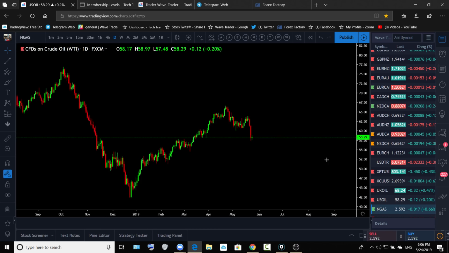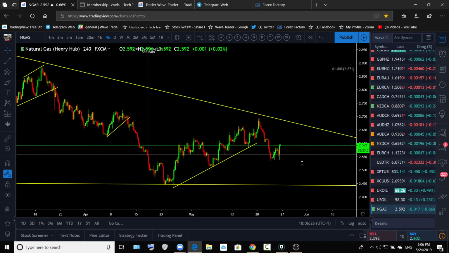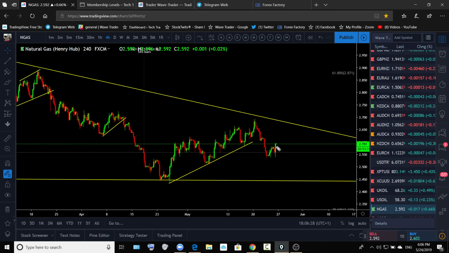And natural gas is going to be a buy again from the bottom. It is coming close to the bottom. Let the price hit the bottom, tag the bottom, and look for it to go in that direction. Simply buy from the bottom.